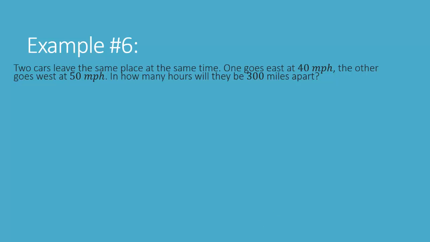So now let's look at another one. These are 2 cars in the same place, and they're going in completely opposite directions. One travels 40 miles per hour east, and the other goes 50 miles per hour west. How many hours will they be 300 miles apart? So if one goes 40 in one direction, the other goes 50 in the complete opposite direction, how long will it take before they're exactly 300 miles apart?